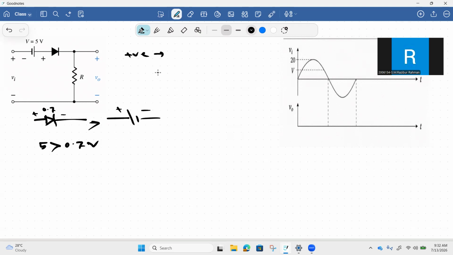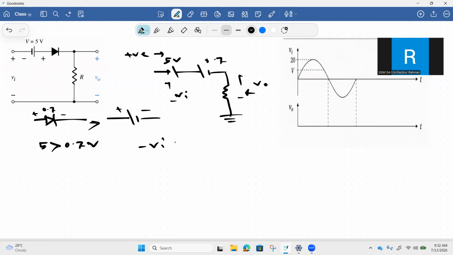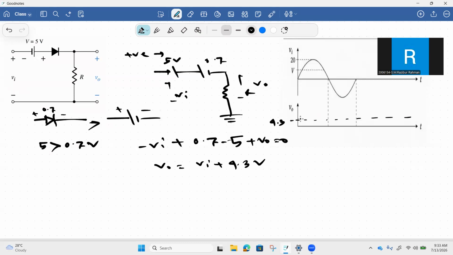During the positive half cycle, the equivalent circuit can be represented as this. In place of a diode, we will position a 0.7 volt voltage source. This is the 5 volt supply, and the output will definitely appear across the resistance R. This is our input. Applying KVL, we can write this equation, which will give us input voltage plus 4.3 volt. So the offset here will be 4.3 during the positive half cycle.